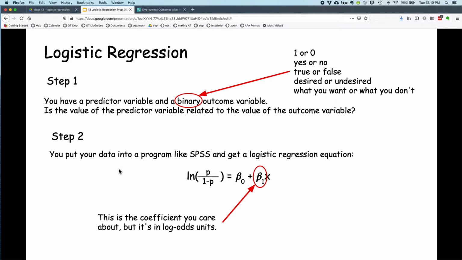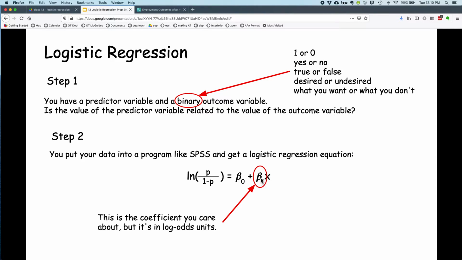So when you collect your data, you're not going to calculate logistic regression by hand. You're going to put it into a program like SPSS or some sort of web interface and get the resulting logistic regression equation, which looks a lot like simple linear regression. So these are the log odds of your outcome variable. This is the coefficient of the influence of your predictor variable.